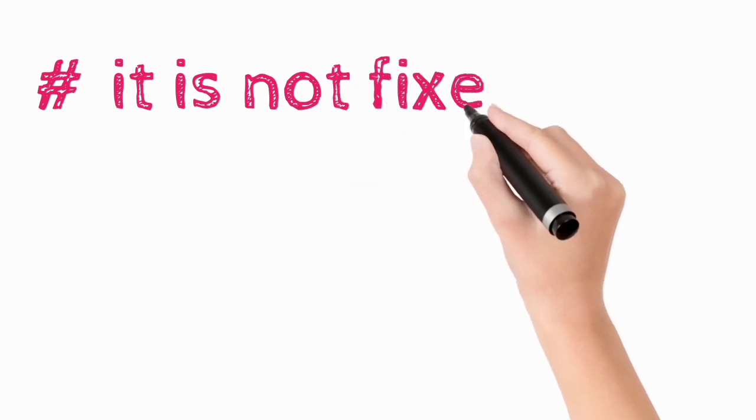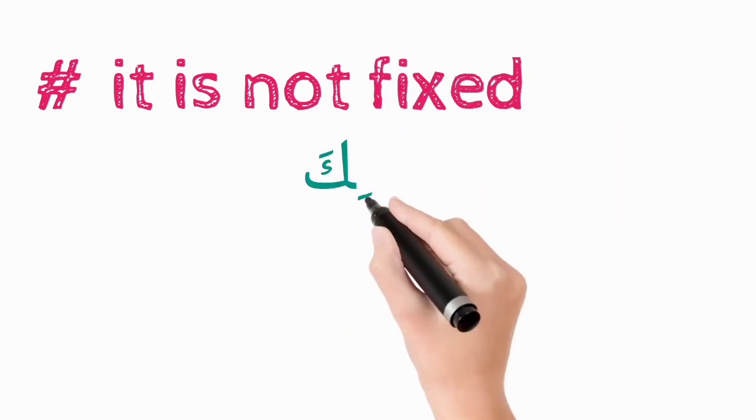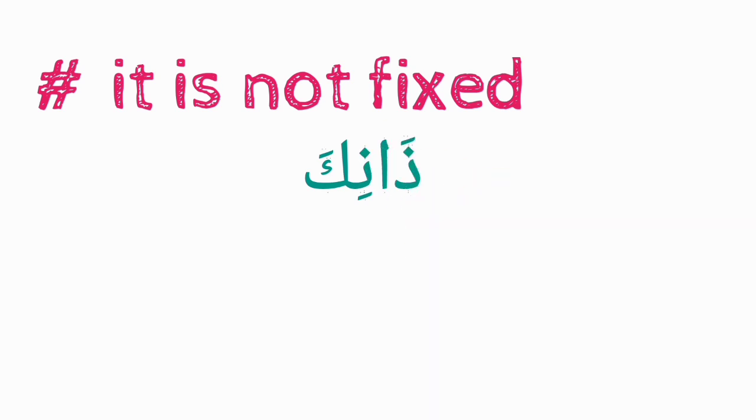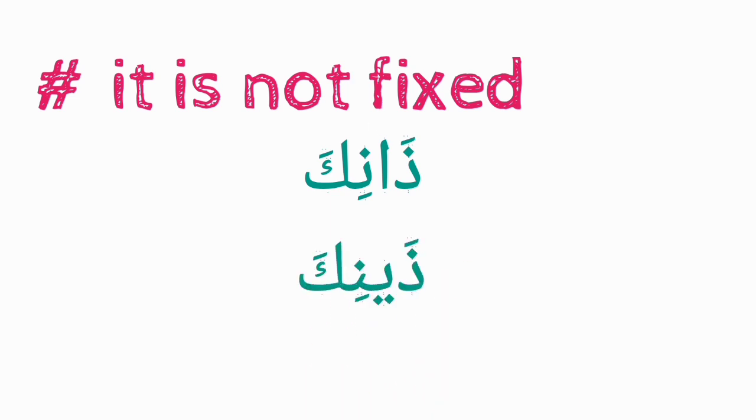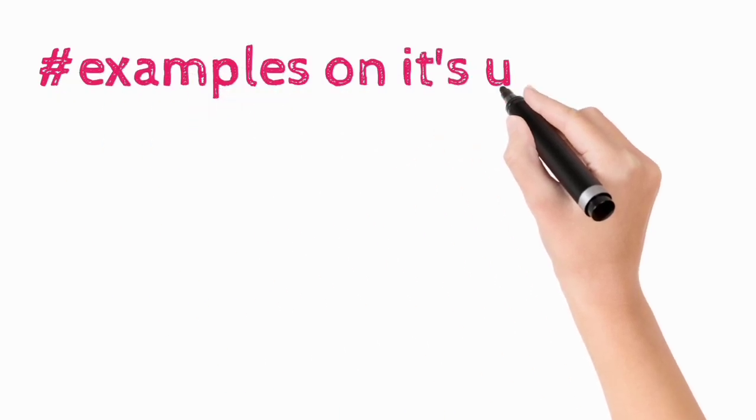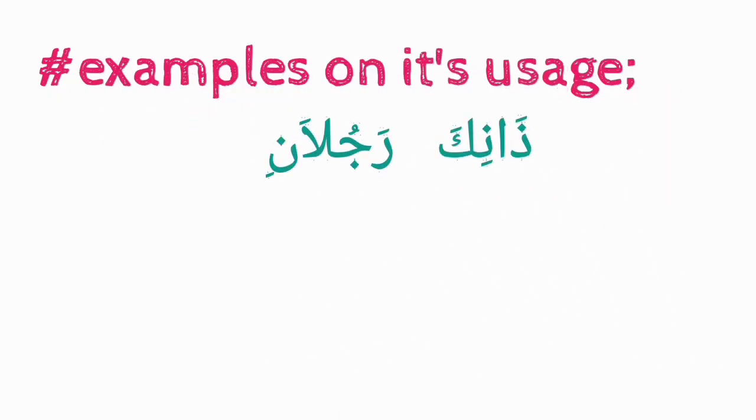And one of its key attributes to take note of is that zanika can decline into 3 forms. When it is marfu, it is zanika and its alama is the alif. When it is mansub, it is zainika and its sign is the ya. And when it is majrur, it is also zainika and its sign is also the ya. So take note that zanika can decline, but zalika cannot.